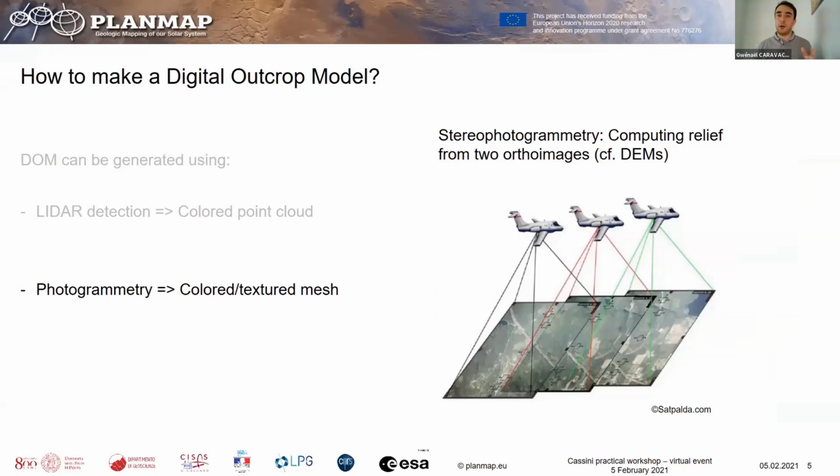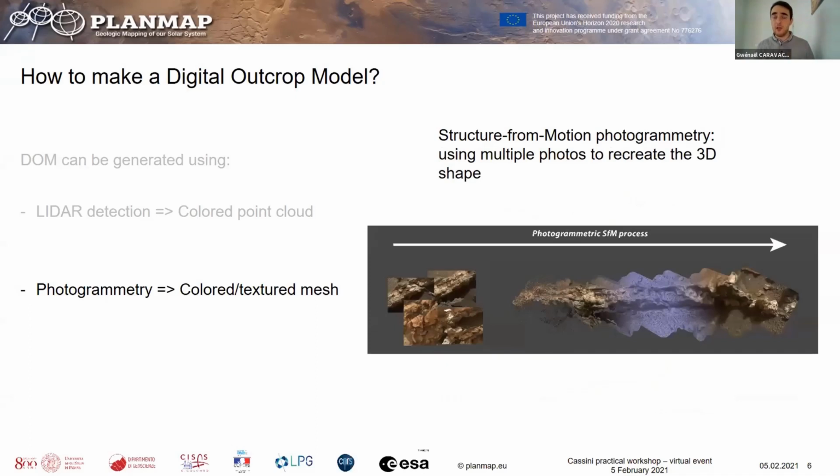You have to know that there are two kinds of photogrammetry. The first, the best known method, is stereophotogrammetry. It is usually used to compute the relief from 2 or 3 overlapping ortho images. And typically, this is the method that we use to create digital elevation models. So stereophotogrammetry is very useful to make DEMs, but not so much to make DOMs. And to make DOMs, we will use structure from motion photogrammetry.